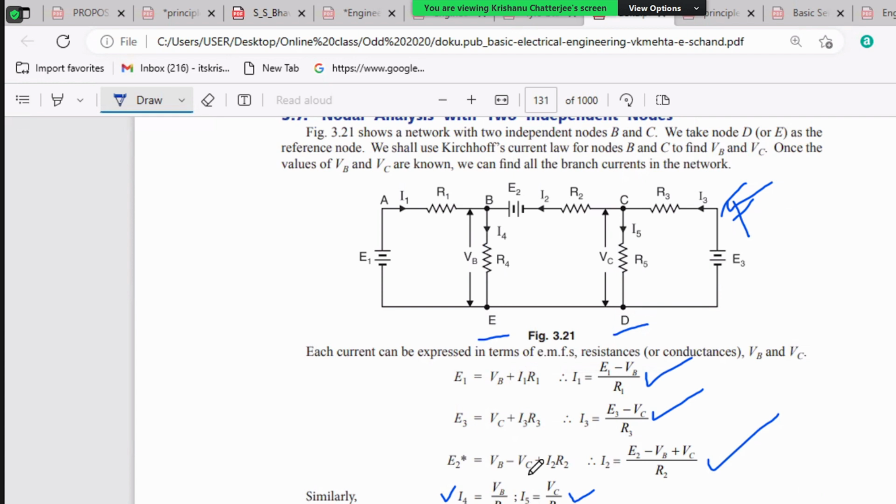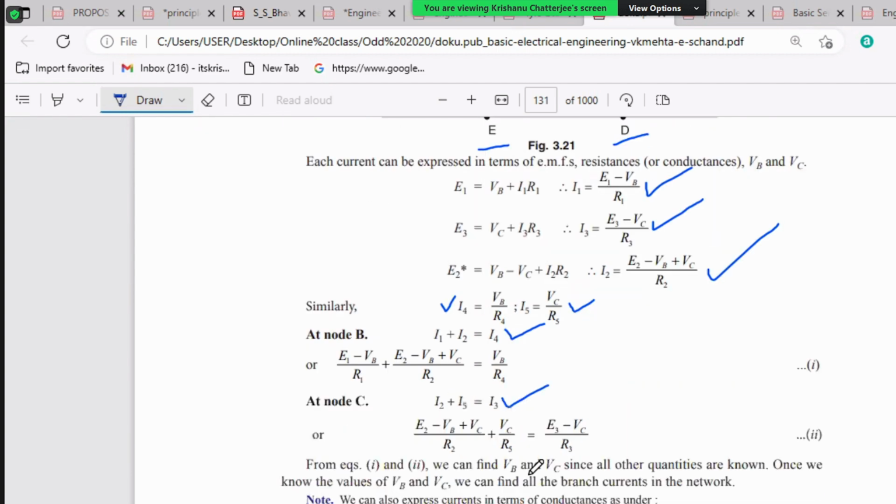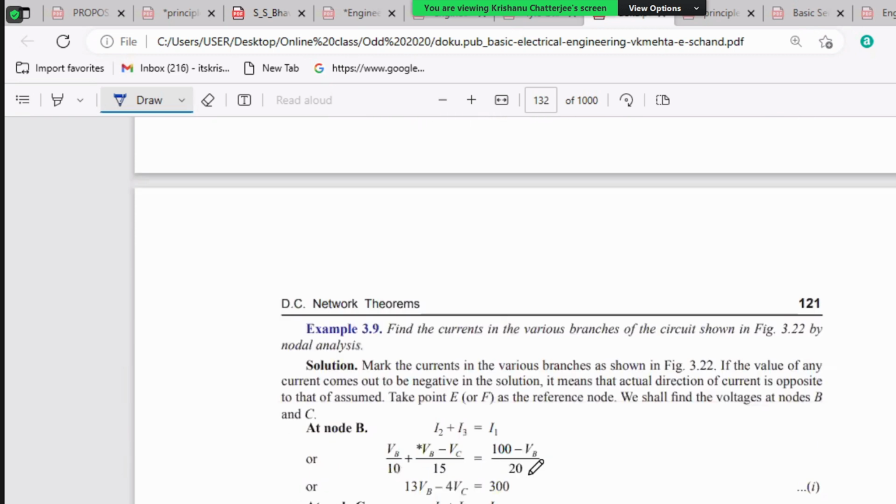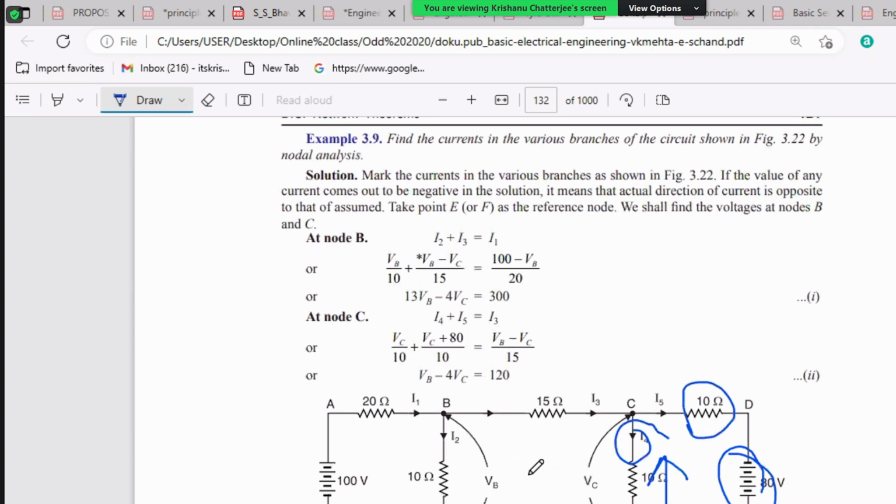Okay, fine. Now let us come to some problems. Real problems, then it will be easy. This was the theoretical part, how we will be doing this. So a little bit easy problem is given. Easy, why I say, because there is no battery between B and C.